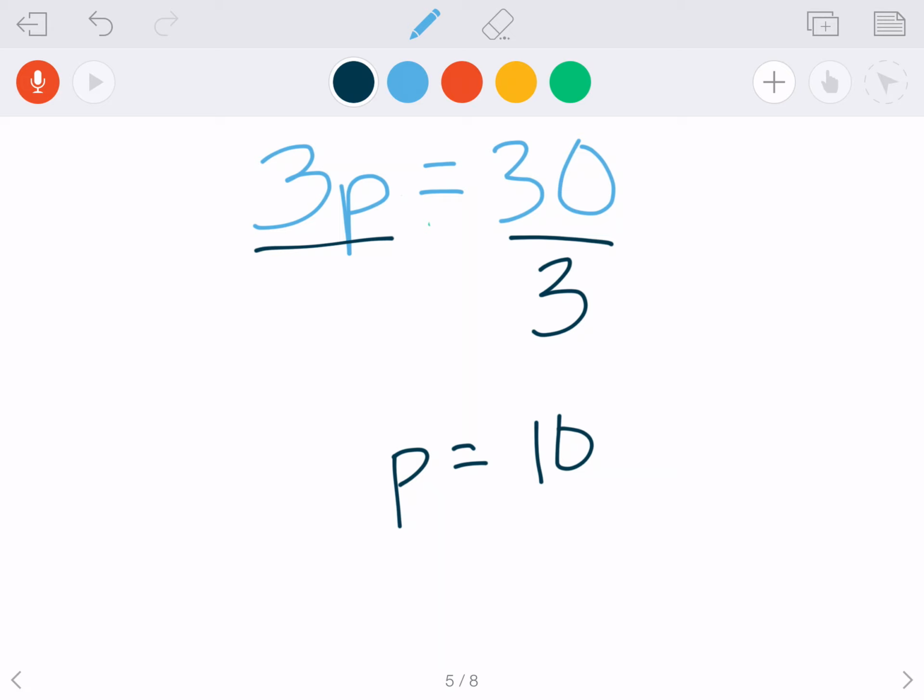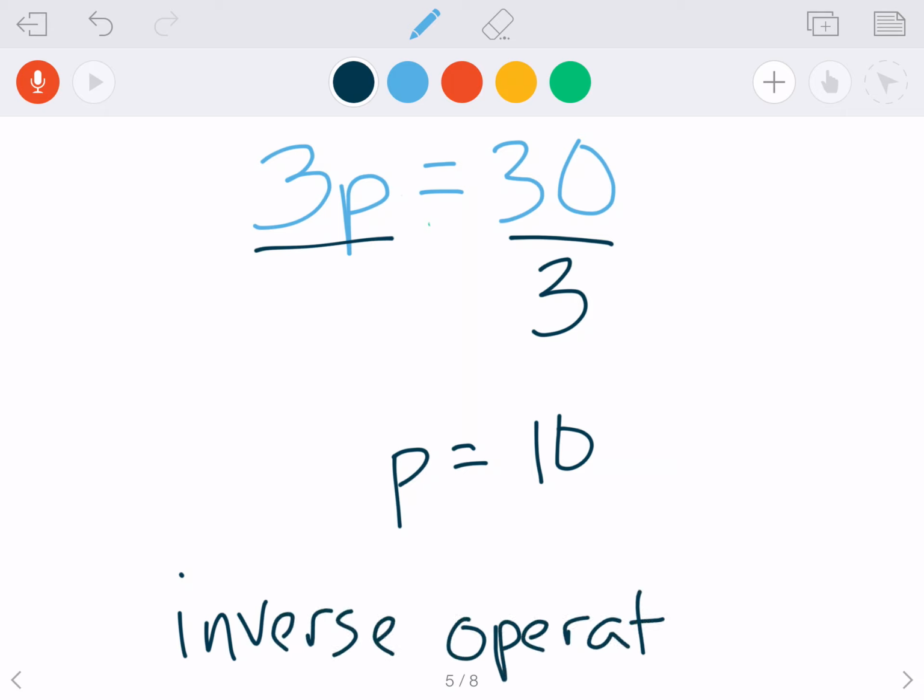When we are solving a mathematical equation, we're going to use something called the inverse operation. And you may have heard that before. Inverse means the opposite operation. So my question to you is this. What operation is happening here? 3 and p beside each other. What operation is that? It's multiplication. So what is the opposite of multiplying by 3? It's dividing by 3, which is what we did.